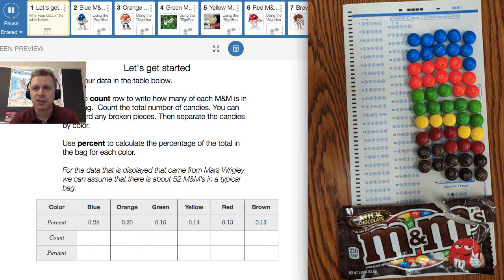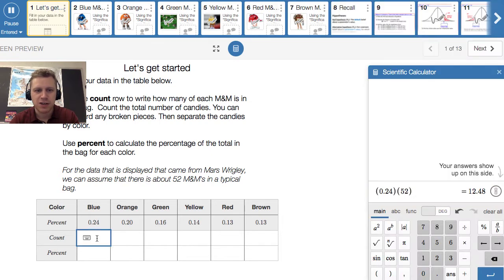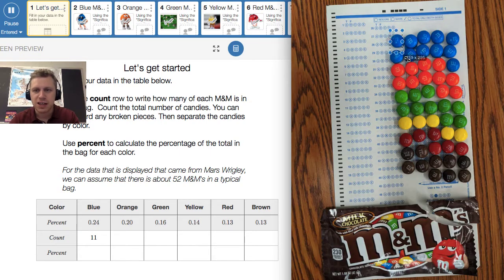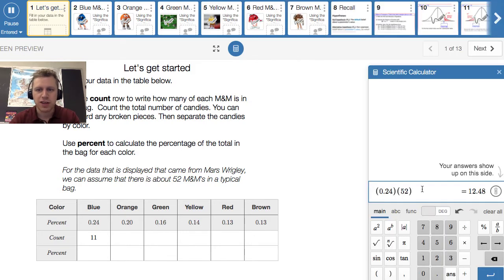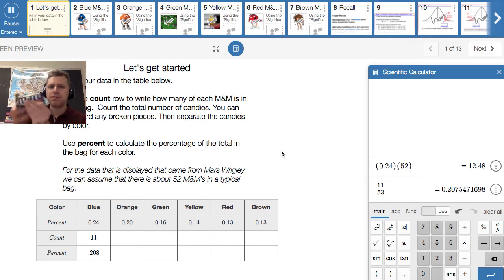Well, if I go back to counting what I got here, and I count the blue, you can see that there's only 11 blue ones there. So I'm going to write 11 here. Now, if you also count how many are in this bag, you can see that in the entire bag I got 53 M&Ms, which was actually a little more than they said. They thought there'd be 52. So I got 11 out of 53, which I'm going to round to 3 decimal places. I'll take that 7 and round it up because of the 5. I got 0.208. So I got a little less than 21% blue M&Ms.